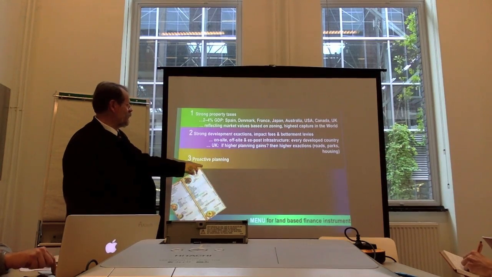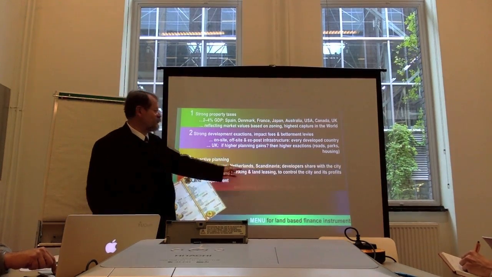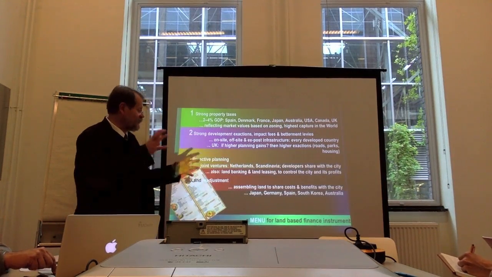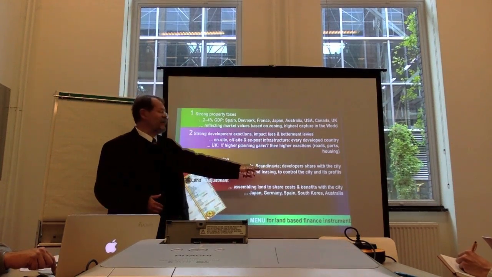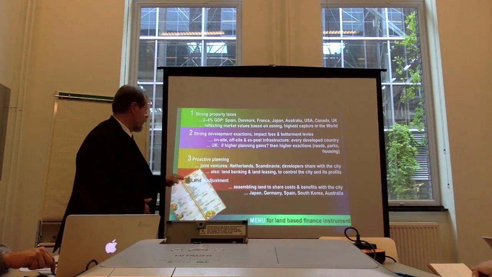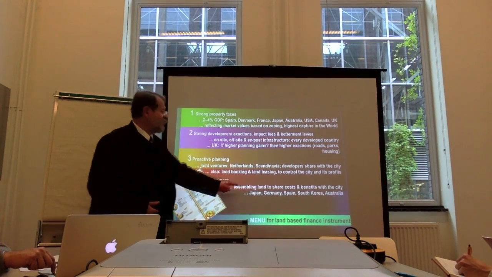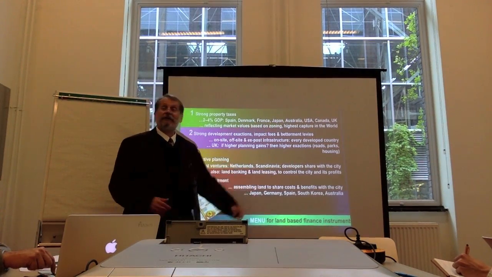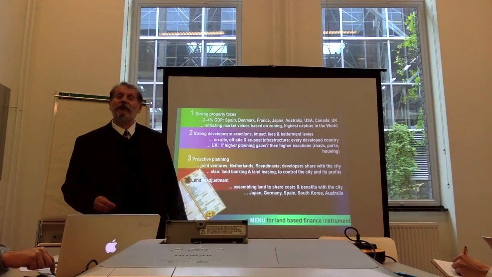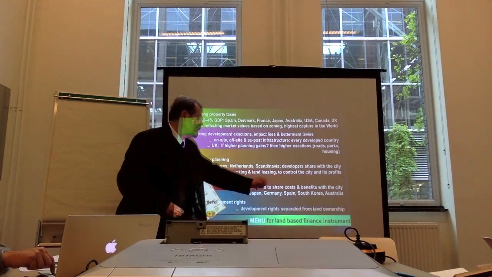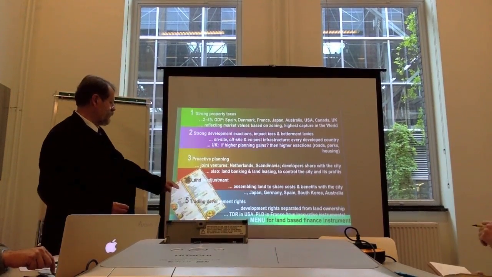So we have now more joint ventures. The Netherlands, Scandinavia, they do it this way. Also land banking, land leasing, like in China. And land adjustment. This is the latest thing. Assembling land to share costs and benefits. We use it in India, you call it land pooling. Japan, Germany, Spain, South Korea, Australia also use it.